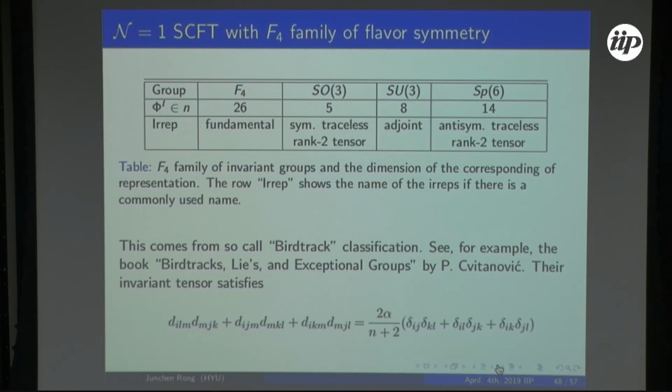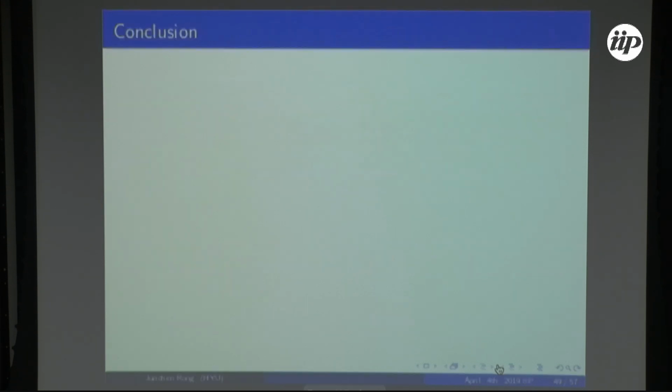Okay. The so-called F4 family is the so-called birdtrack compactification. It basically requires an invariant tensor to satisfy some relations. Okay, let me not talk about that in detail. Okay, I'm going very fast. You have 15 minutes. Okay, let's see conclusions. Conclusion 1 is descendants are important. Conclusion 2 is the N=1 duality might be tricky. Okay, these are our conclusions.